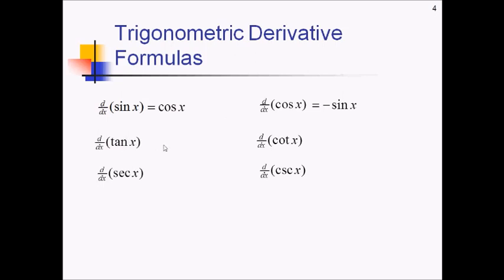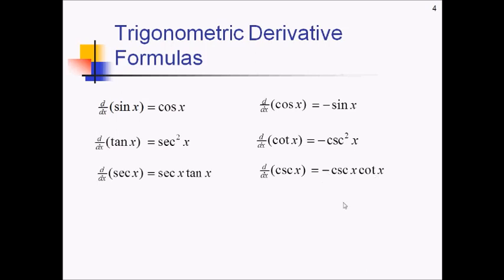Derivative of tan is secant squared. Derivative of cotan is going to be negative cosecant squared. Secant's derivative is secant tan. And then cosecant becomes negative cosecant cotan.